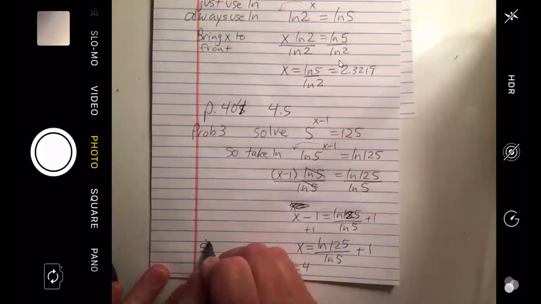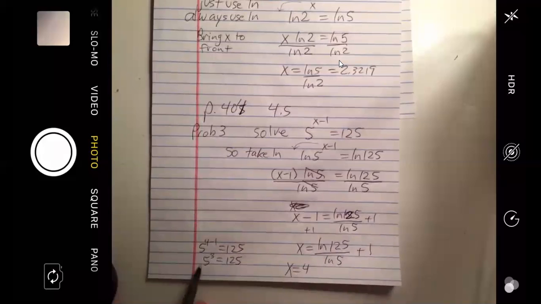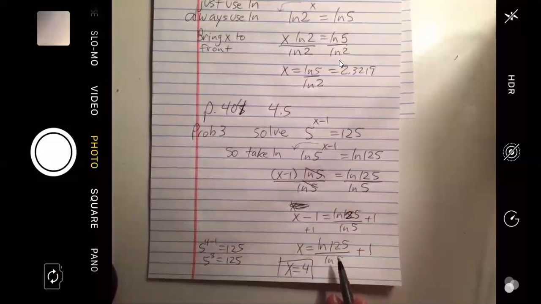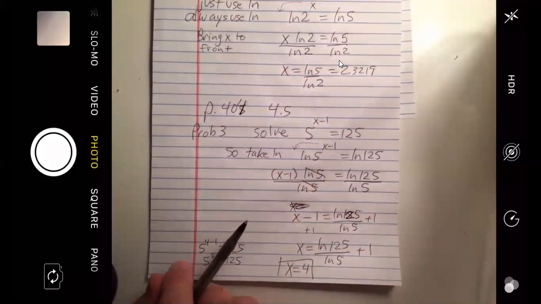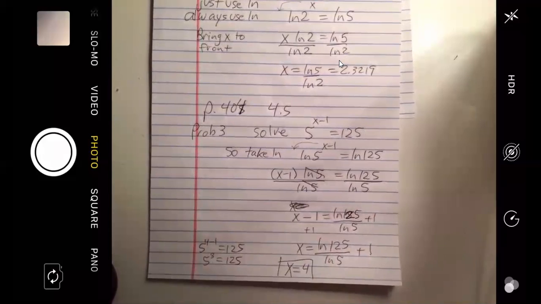5 to the 4 minus 1 equals 125. Sure enough, 5 to the third equals 125. 5 times 5 times 5. So yeah, on this one, this is a little long. If you could recognize it, you'd do it in your head. But I find there's less confusion if you do them the same way every time. So I could go on and do some further down the page that you can't do in your head.